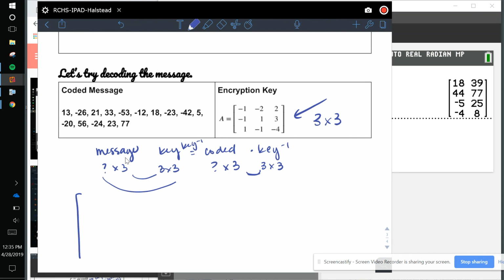This should be fun. 13, -26, 21, 33, -53, -12. I'm going to chunk these. 18, -23, -42, 5, -20, 56, -24, 23, and 77 is our coded message. So this is matrix C.